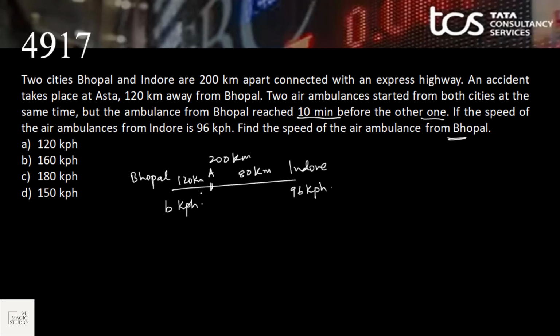Time taken for the air ambulance from Bhopal is 120 by B. That equals the time taken by the air ambulance from Indore, 80 by 96, but this has taken 10 minutes more, so I'll deduct 10 by 60 from it. That will be equal to the time taken by the ambulance from Bhopal. Correct. T Bhopal equals T Indore minus 10 minutes. It reaches 10 minutes before that. Now we just need to solve this.